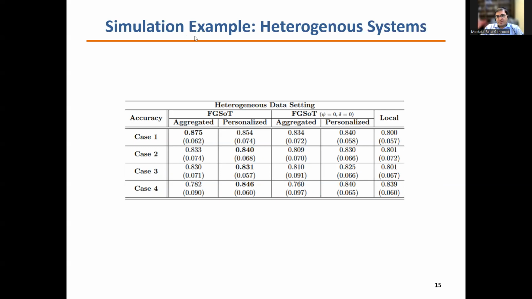Here is another simulation example that has heterogeneous systems, and this is a classification framework. We have different cases where the first case is very close to the homogeneous case, and case 4 is a highly heterogeneous case. And we compare our approach to Fed averaging and the local modeling. As you can see, the personalized model in cases 2, 3, and 4, which are heterogeneous, performs superior to the rest of the benchmarks.